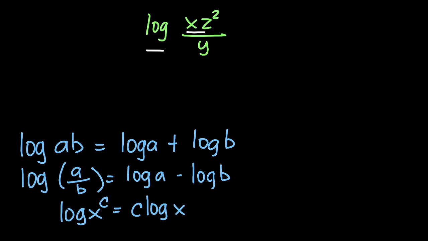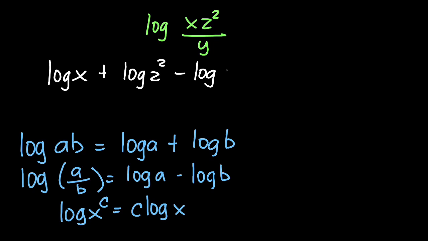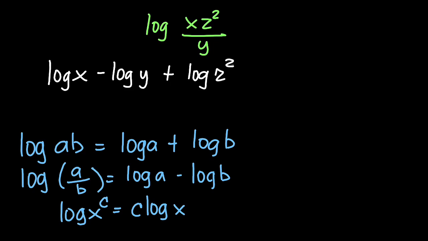Log of x z squared divided by y. When encountering a problem like this, the first thing you're going to do is to focus on the numerator. Since this is x multiplied by z, this would be log of x plus log of z squared. And so, focus on the denominator then. It is y, so this would be minus log of y. Or if you want, you can rewrite this as minus log of y plus log of z squared. The order really doesn't matter here.